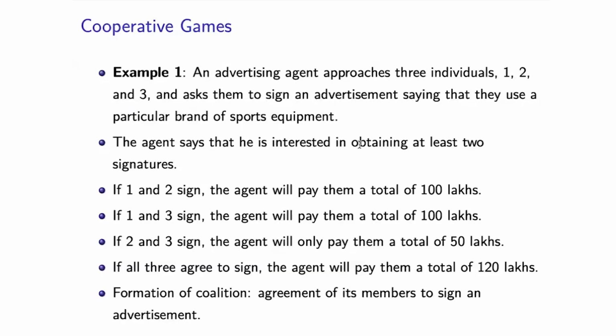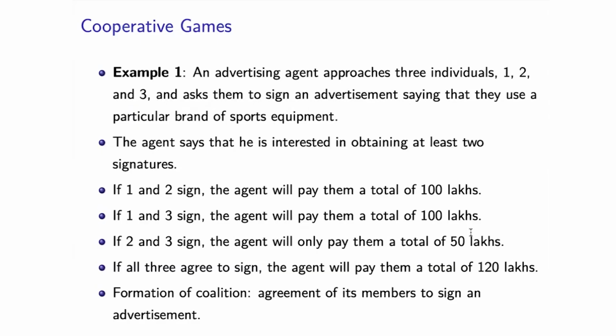In fact, that's part of the things that we are interested in solving whenever we have some solution concepts that we can apply. And instead, if two and three sign, then the agent is only willing to pay them a total of 50 lakhs. So the total amount that will go to two and three, if only two and three sign, you notice, is less than that. That can be due to the reason, perhaps, that one has more recognition among the common public. So if one endorses a particular product, then the company anticipates that there might be greater sales.